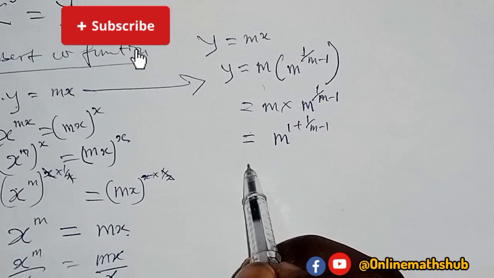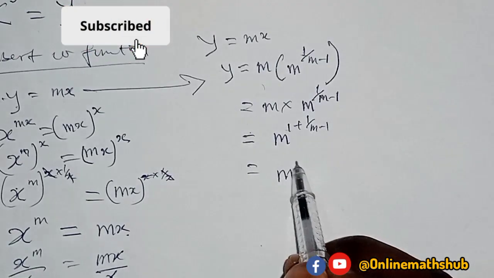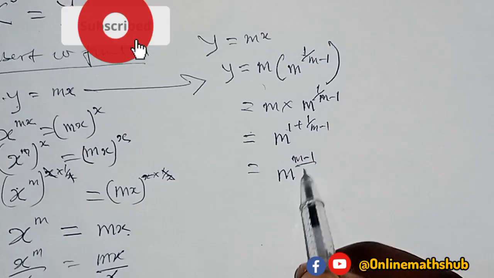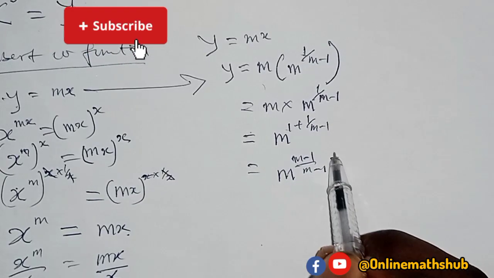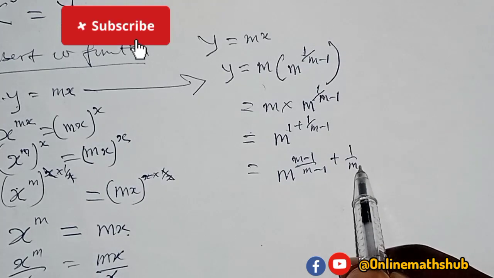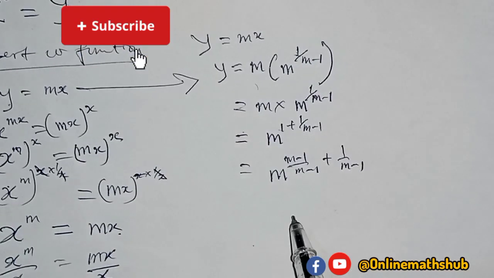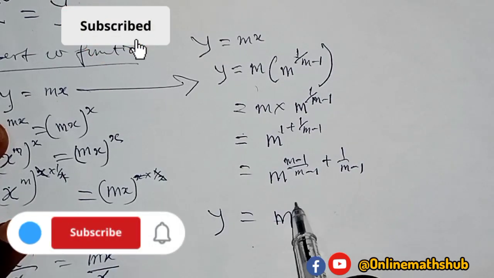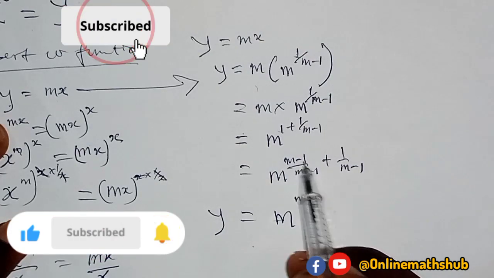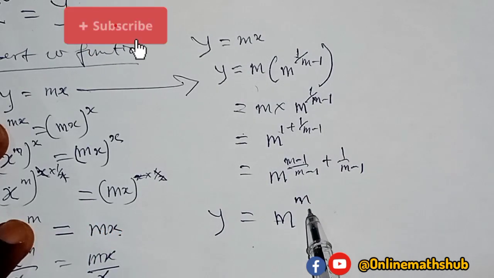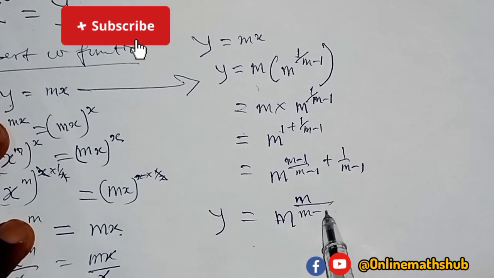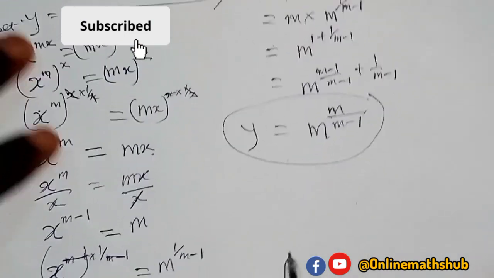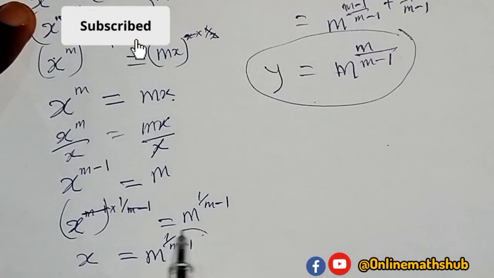Okay, now moving further, I can actually write this one here as m minus 1 all divided by m minus 1, plus the other fraction 1 divided by m minus 1. So at this point I'm going to have that my y is equal to m raised to power m minus 1 plus 1, which leaves me with m all divided by m minus 1. So this is actually going to be the value for y.